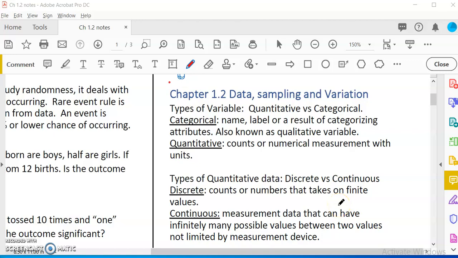Hello, statistics student. This video is for chapter 1.2. We will actually do a lot of topics in 1.2. First is types of data. We want to classify data.